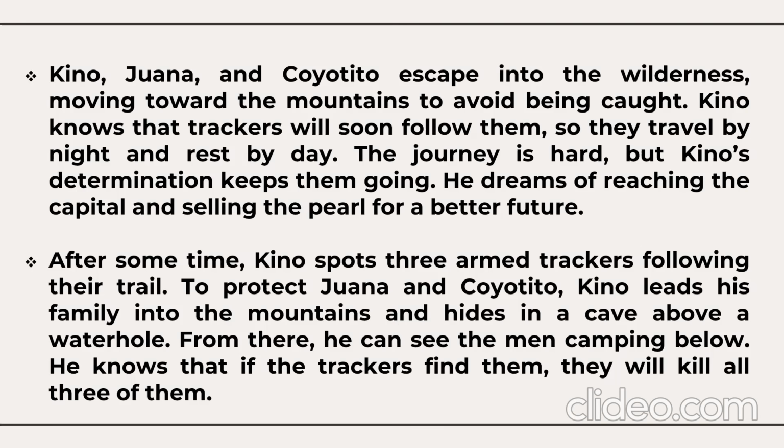He finds there are three armed trackers, three people with a lot of weapons. They are following them. To protect Juana and Coyotito, Kino leads his family into the mountains and hides in a cave above a water hole. From there, he can see the men who are camping below. He knows that if the trackers find them, they will kill all three of them, right?